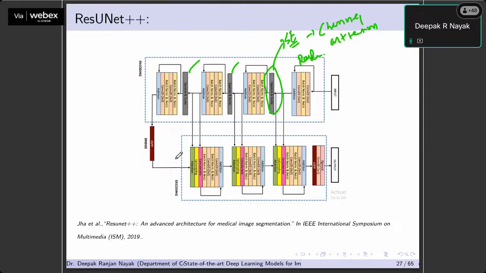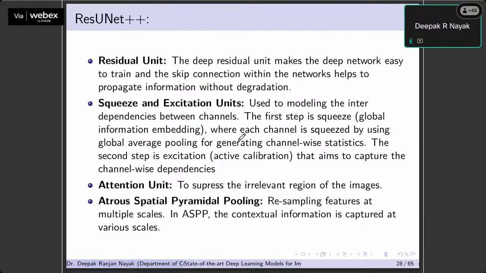Especially this is a pooling layer, you can say for multi-scale pooling and all, right? Pyramid pooling. So this is how the architecture of ResUNet++ actually looks like.